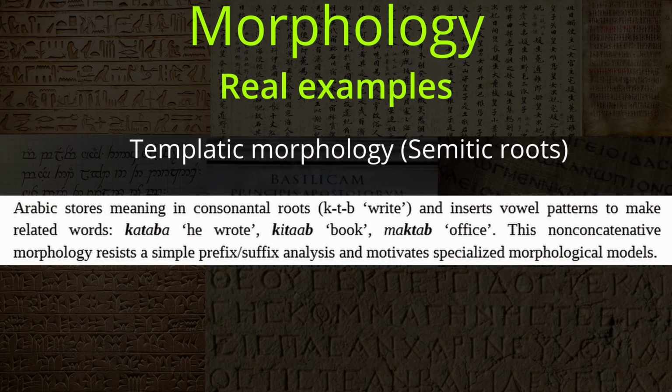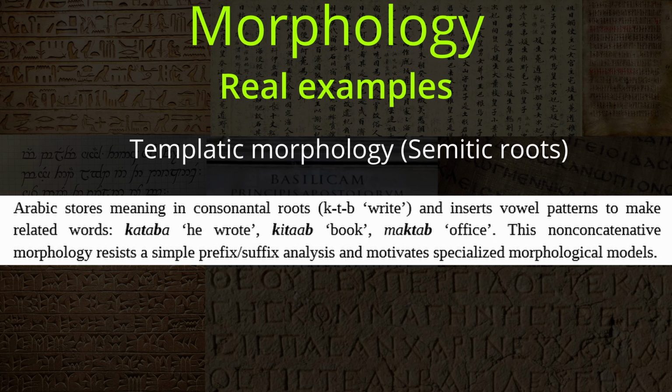Templatic morphology with the Semitic roots. You see, Arabic stores meaning in consonantal roots, for example, k, t, b, which means, more specifically, it has the semantic field connected to write. So, inserting vowel patterns makes related words.